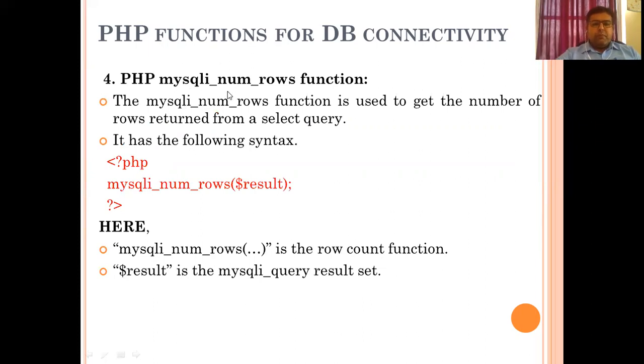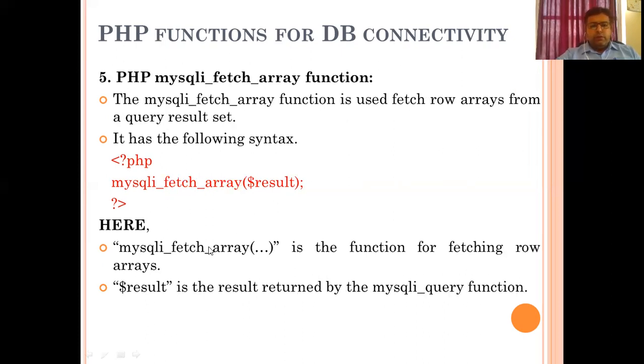Now the fourth one is the PHP mysqli_num_rows function. The mysqli_num_rows function is used to get the number of rows returned from a select query. So it will give the number of rows selected by the query. It has the following syntax: mysqli_num_rows($result). Again, this is a variable, and mysqli_num_rows is the row count function. Basically, it is used to count the number of rows, and $result is the MySQLi query result, that is, the result of whatever query we have provided. So this function is used to calculate the number of rows returned by the query.